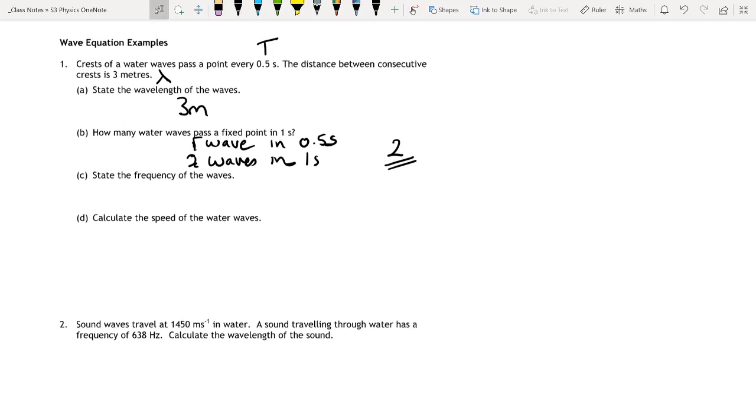C, state the frequency of the waves. Okay, well, remember we can work out the frequency using the number of waves divided by the time taken. So we've got number of waves is 1 in 0.5 seconds. So 2 hertz. That makes sense because remember frequency of waves is the amount of waves passed in 1 second, which we worked out in part B.